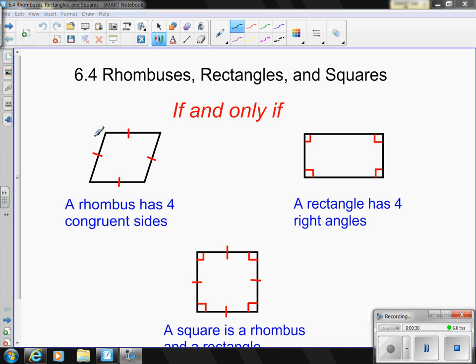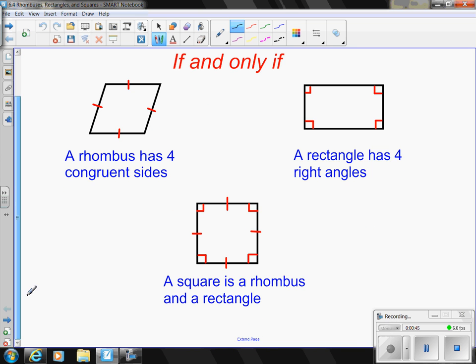So it has to be a quadrilateral, and it needs to have four congruent sides. Or it's a rectangle if it has four right angles, and if it's both a rhombus and a rectangle, then we call it a square. It's got four right angles and four congruent sides.